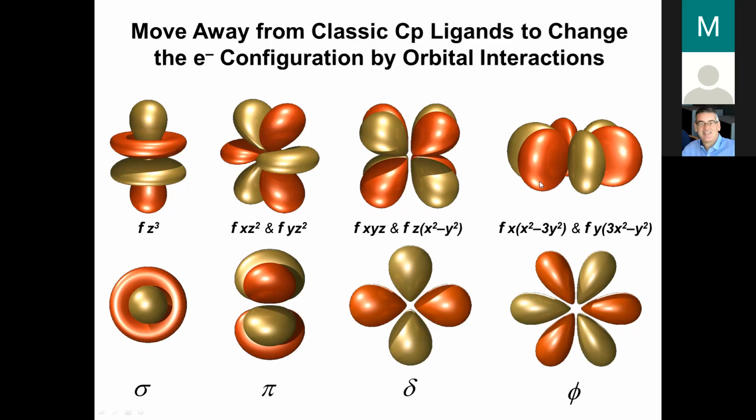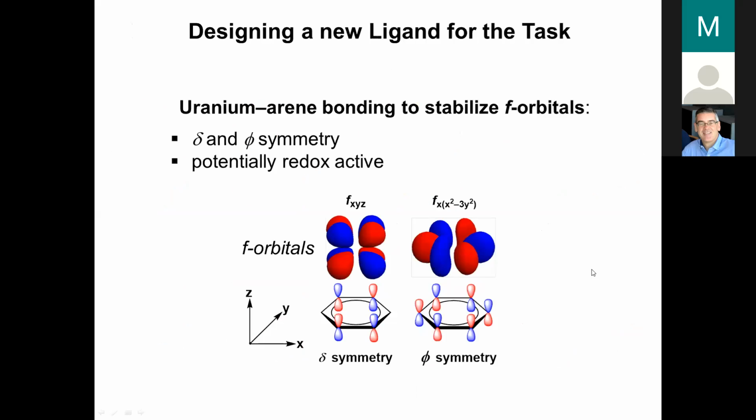You can easily see that with the different f orbital geometries we have available, we can make sigma bonds, we can make pi bonds, we can make delta bonds, and we can even make very exotic phi bonds. So in order to harness these, we decided to use benzene rings or aromatic systems, simply because their pi star orbitals have the perfect symmetry to engage both in delta bonding and phi bonding interactions with the respective f orbitals of uranium ions.